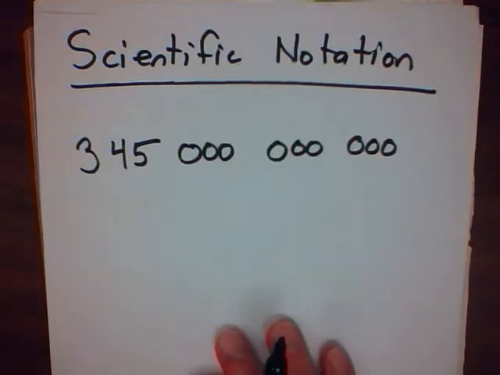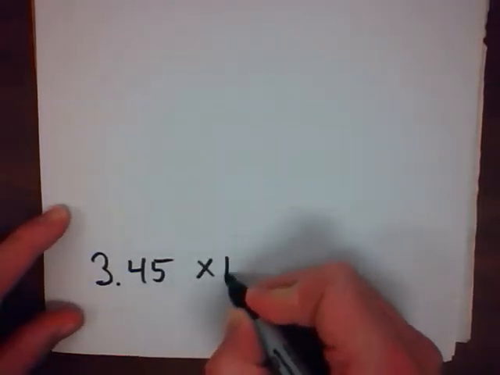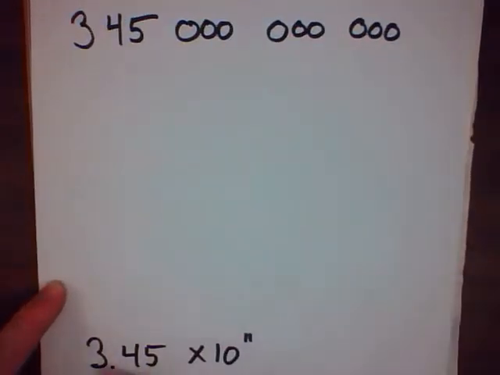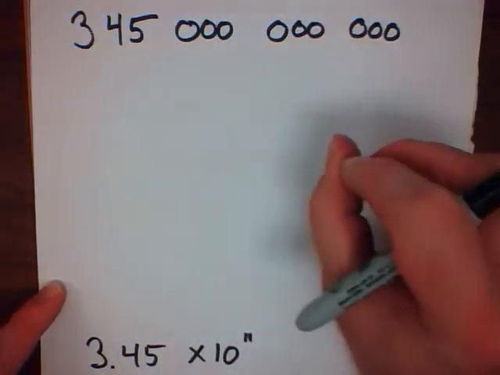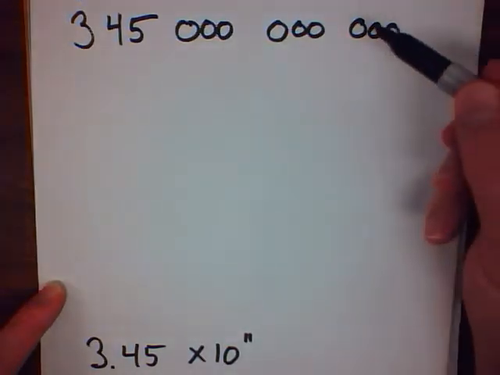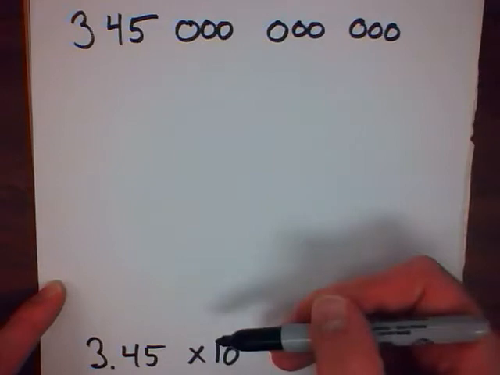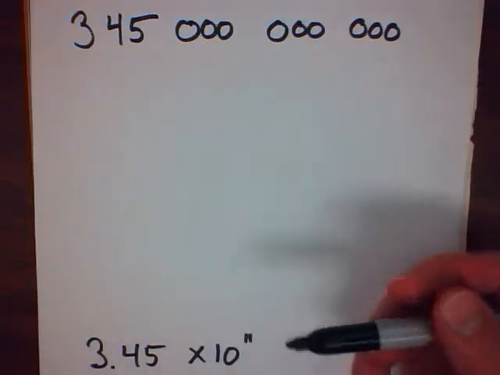This, in short form, would be written like this. 3.45 times 10 to the power of 11. This and this are the same. But how do you get that? How do you go from here to here and back again? Allow me to demonstrate. Here is the way scientific notation is done.